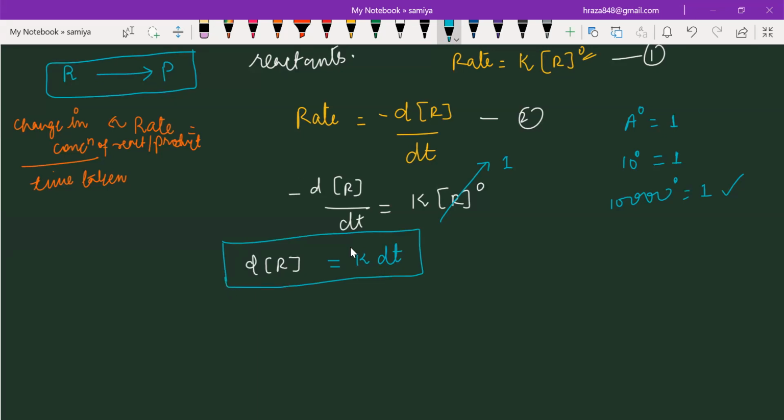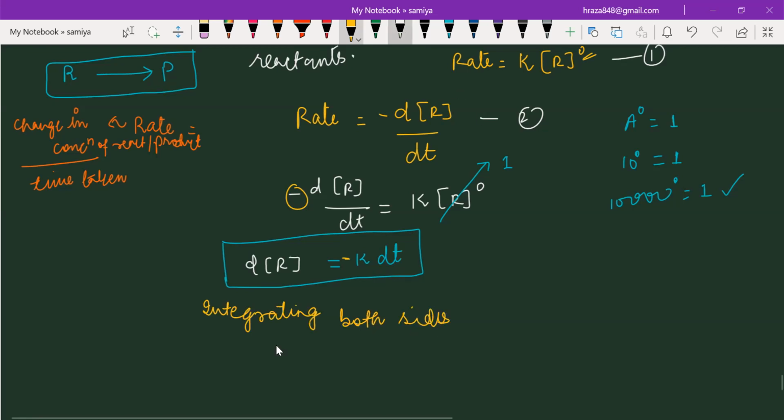Yes, sir. Now you can see negative on the left hand side. So I just move this negative to the right hand side, and then integrate both sides. Integral of d[R] will be equal to minus k, a constant, so I'm taking it out of the integration sign.